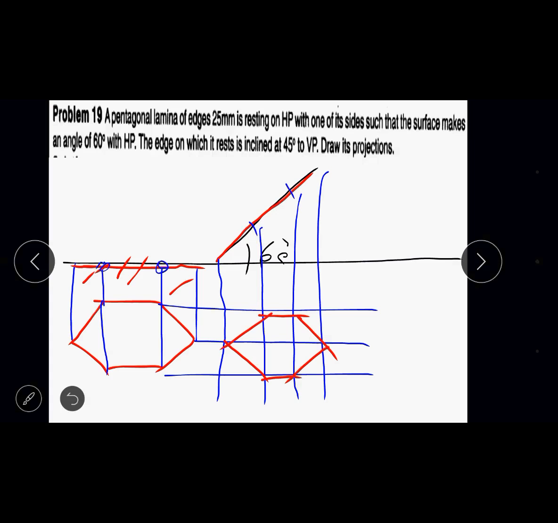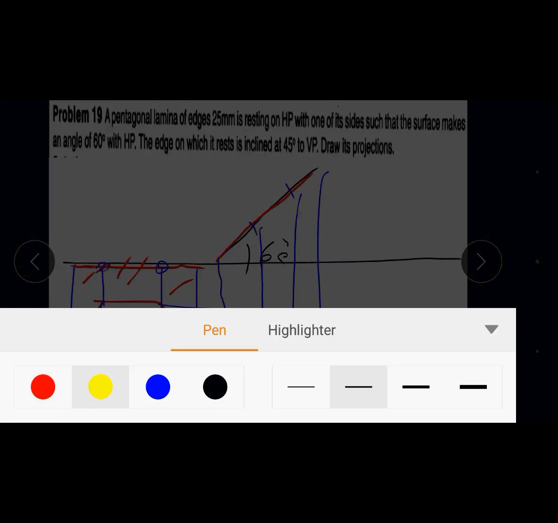So this will be an irregular shape hexagon. So the top view in the second step, with the help of locus line, you will get the irregular shape hexagon. And in the third step, what you have to do, so this is the reference corner. I'll just highlight with some yellow color. So this corner, so it's not visible.